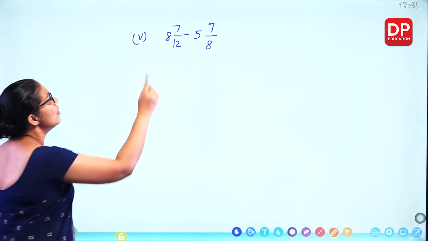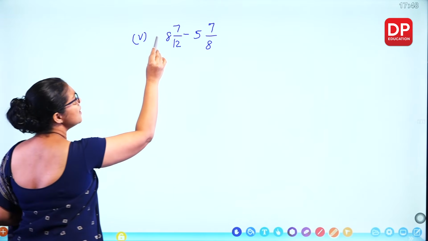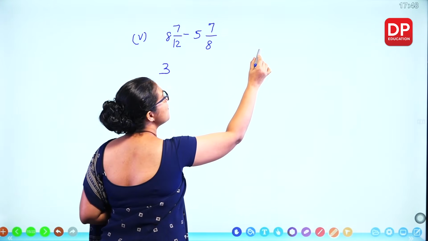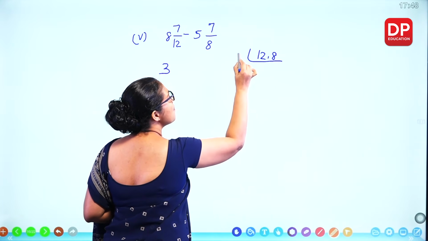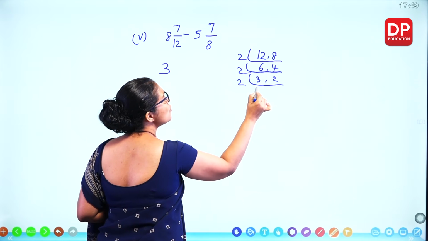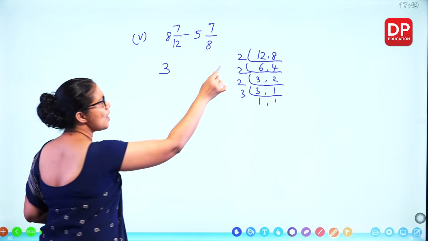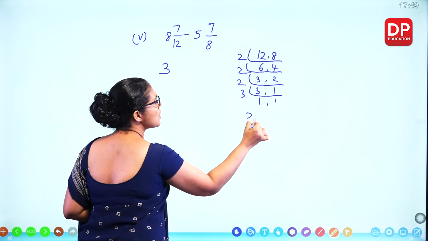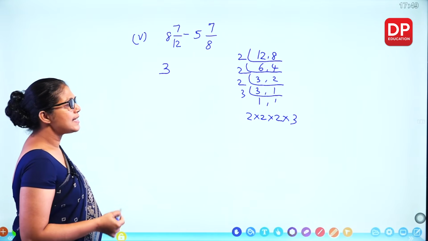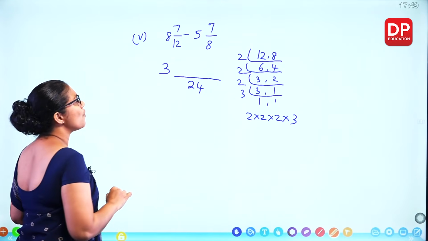We'll see more questions here. This is also a subtraction, we'll see what happens. 8 minus 5 is 3. What's the lowest common multiple of 12 and 8? Divide by 2. Divide by 2 again. Another 2. Another 3. Till you get 1, you divide and find out the multiplication. 2 times 2 times 2 times 3. 2 times 2, 4. 4 times 2, 8. 8 times 3, 24. That means you have to convert to 24.